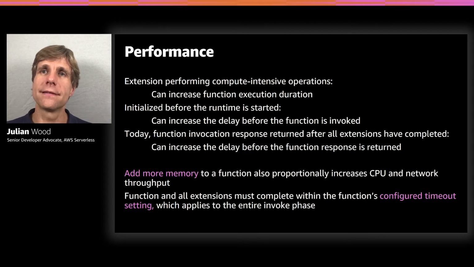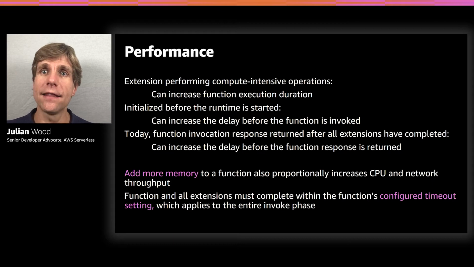And looking at performance, there are a few things to bear in mind with extensions. Extensions can impact the performance of your function because they share function resources such as the CPU, memory, and storage. For example, if an extension performs compute-intensive operations, you may see your function's execution duration increase. As extensions initialize before the runtime process starts, which must finish before Lambda invokes the function, an extension with a longer initialization time can increase the delay before the function is invoked, and this adds latency.